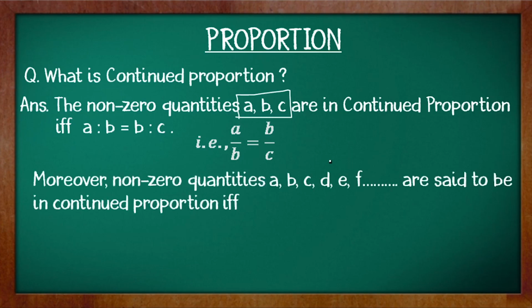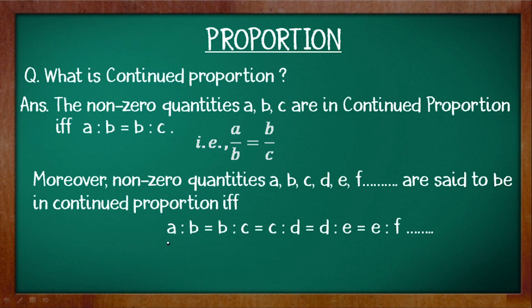So if we have more than three terms, like the non-zero quantities a, b, c, d, e and f, they are said to be in continued proportion if and only if we have the ratios a is to b is equal to b is to c is equal to c is to d is equal to d is to e is equal to e is to f.